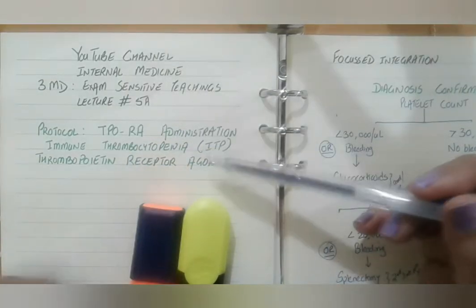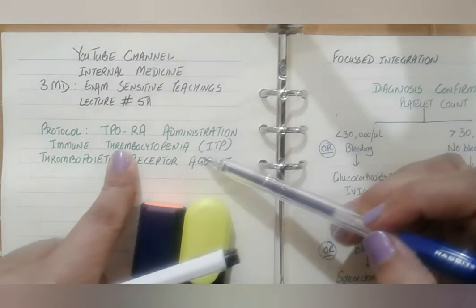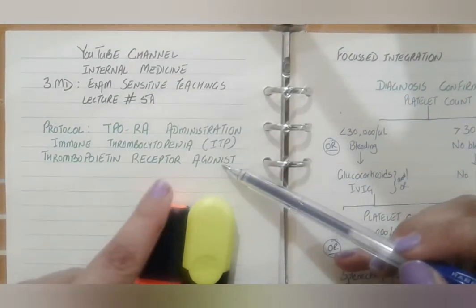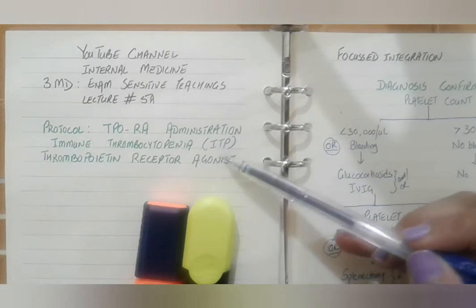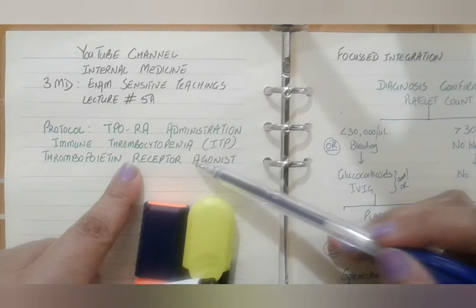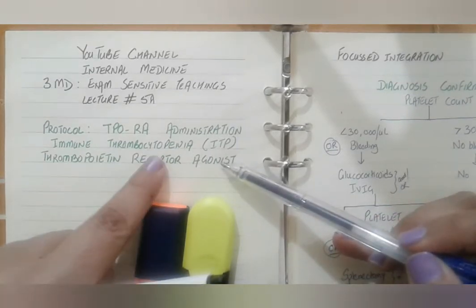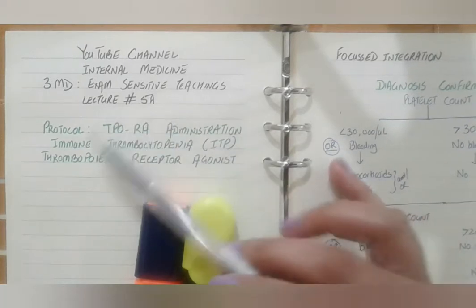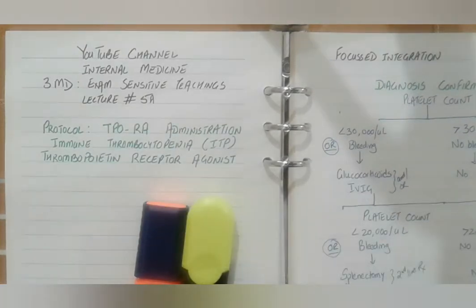The topic that I have chosen is a drug known as thrombopoietin receptor agonist. When is this drug used? What are the main indications for strongly considering this drug in a patient who is diagnosed with immune thrombocytopenia?